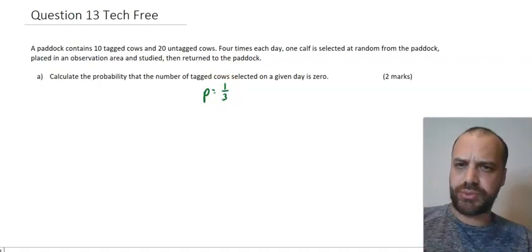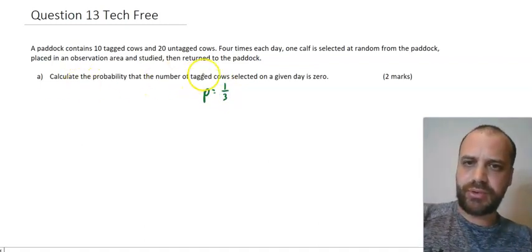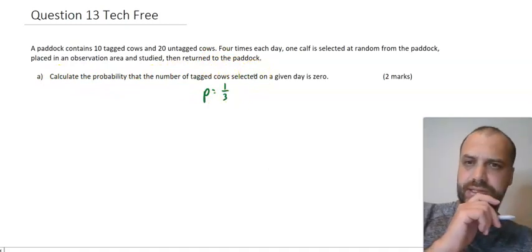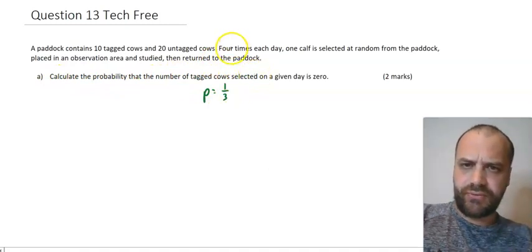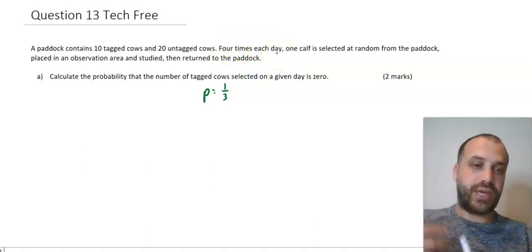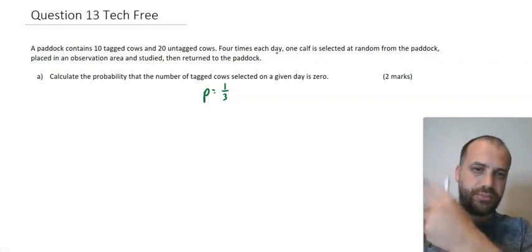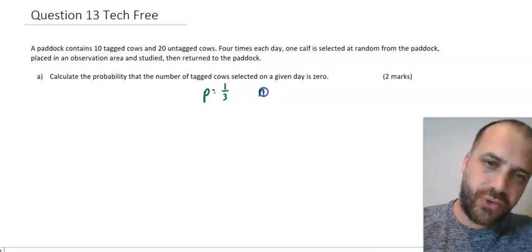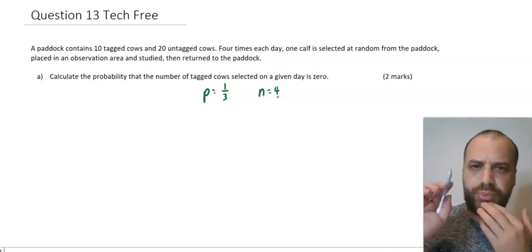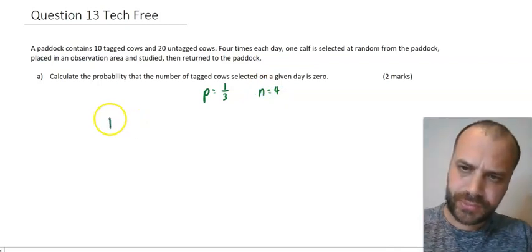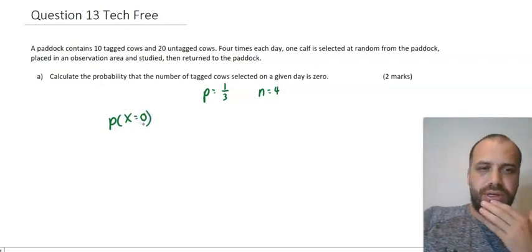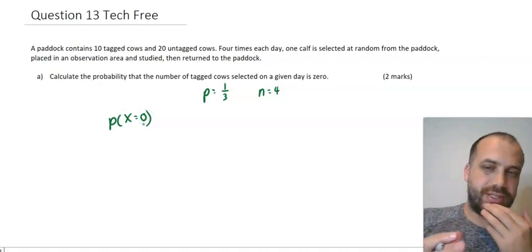How many trials are we doing? Calculate the probability that the number of tagged cows selected on a given day is 0. 4 times each day. So every day we select 4 cows. Look at them, put them back, look at them, put them back. So we're going to do 4 trials here. And we want to know the probability that x is equal to 0. So we're going to have 0 successes here.